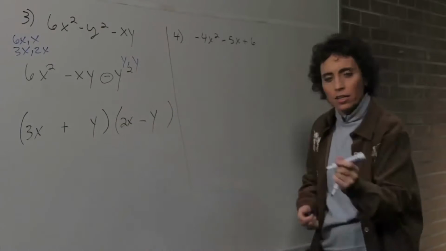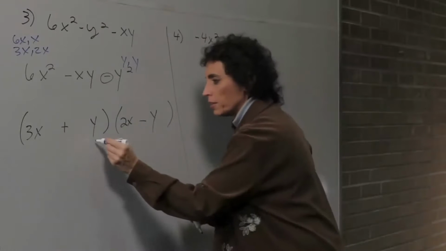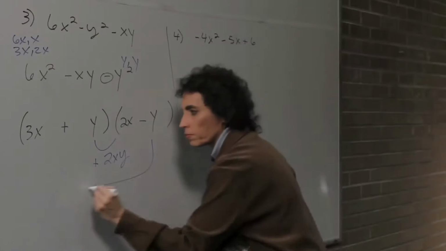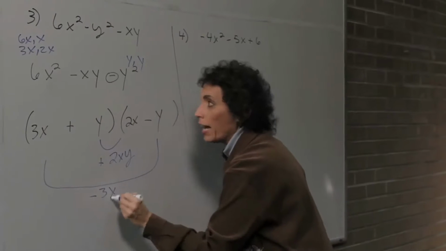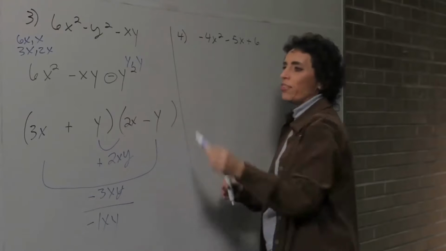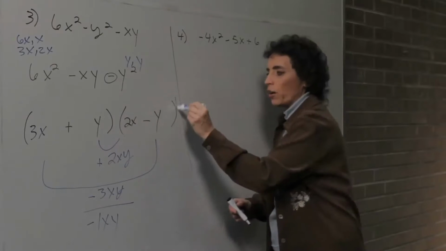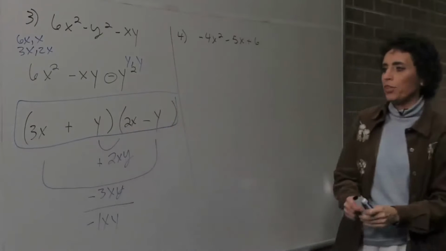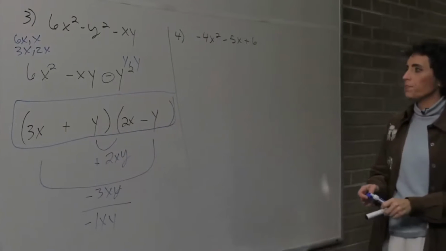Are you ready? I'm feeling good. Positive 2xy, negative 3xy. Oh, I'm feeling so good. Minus 1xy. That is it. That is your answer. Couldn't they all be like that? I am done. Awesome.